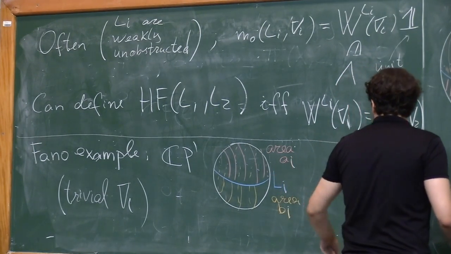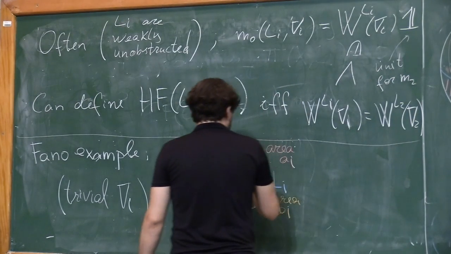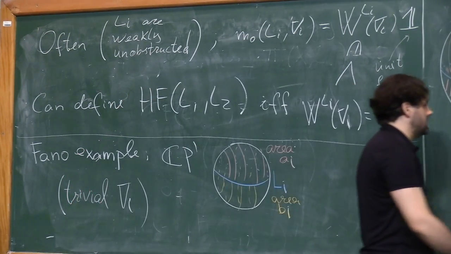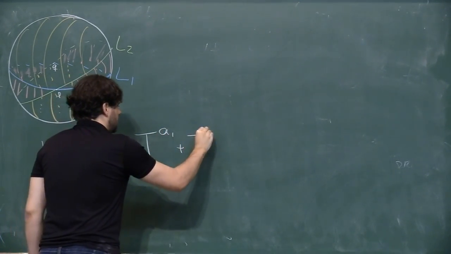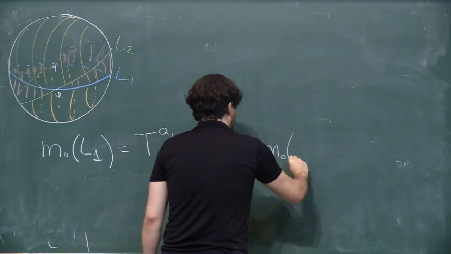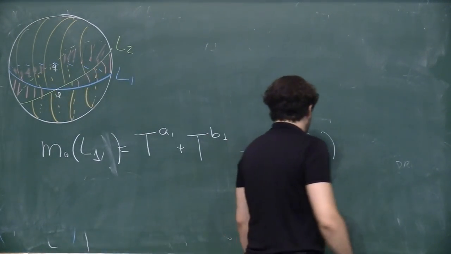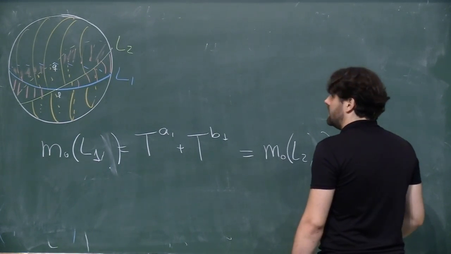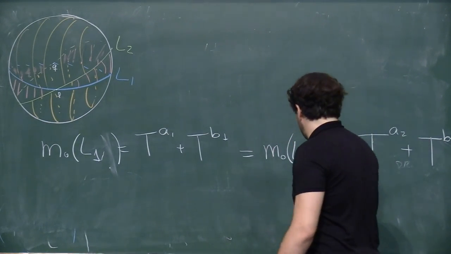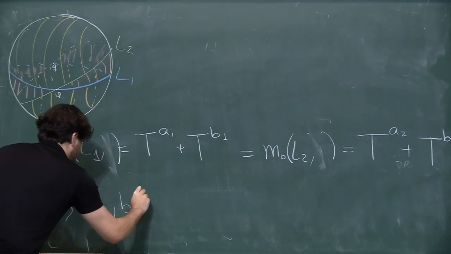So what happens is this m0 of L1 will be given by the count of these two disks in this example. This is T to the A1 plus T to the B1. And this will be equal to m0 of L2. Let me perhaps give some space when I introduce some connection. And this is T to the A2 plus T to the B2. So these two elements are equal in the Novikov ring, if and only if, in the Novikov field, if and only if these areas are the same.